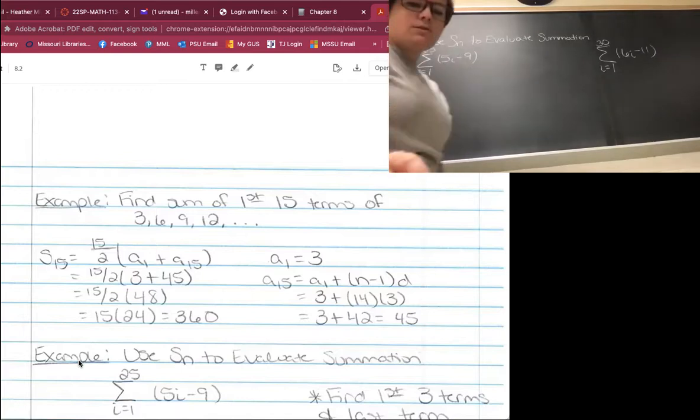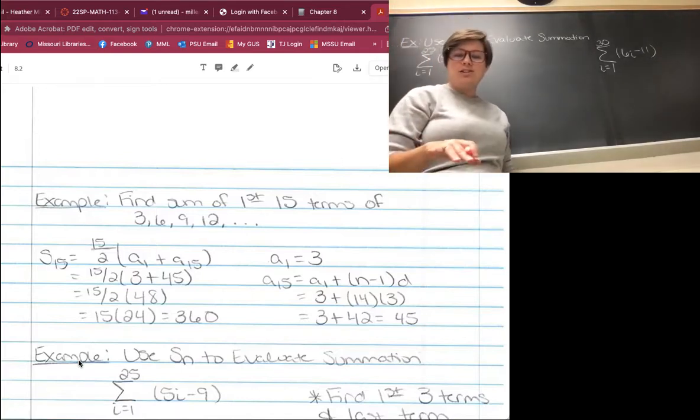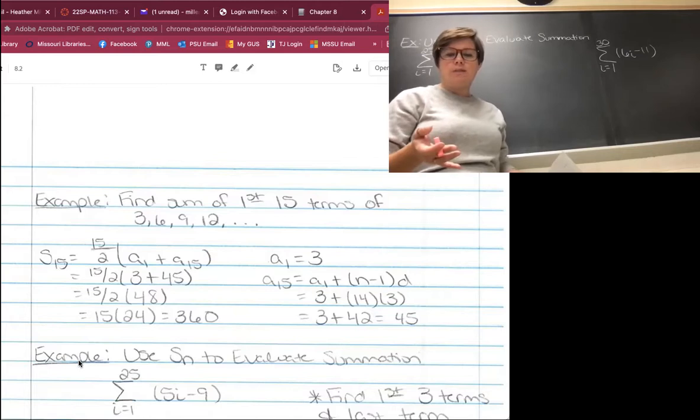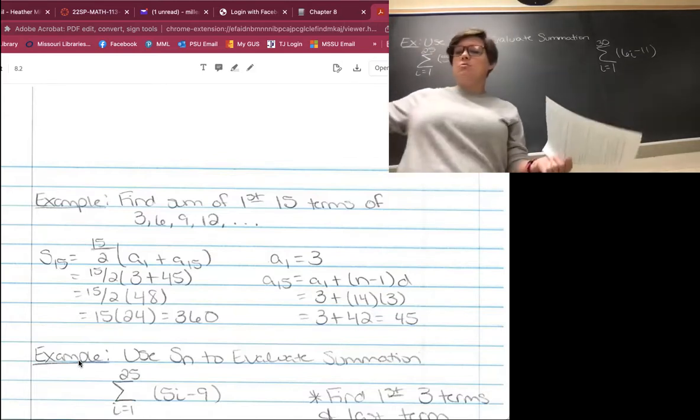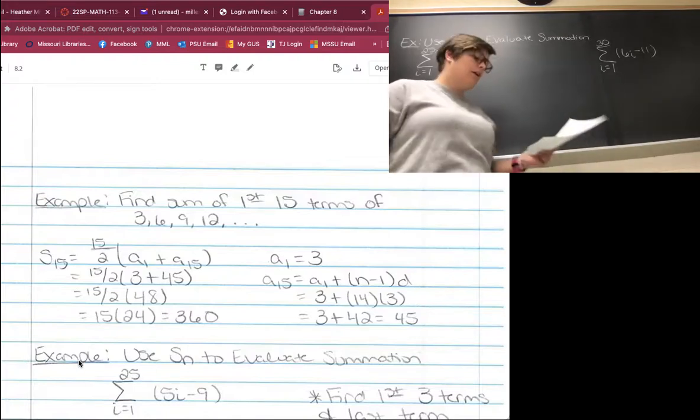And on the notes, I say to find the first 3 terms and the last term. That's really just so you get comfortable with the summation. But you really only need the first and the last term because we're just doing the exact same process that we've already been doing.